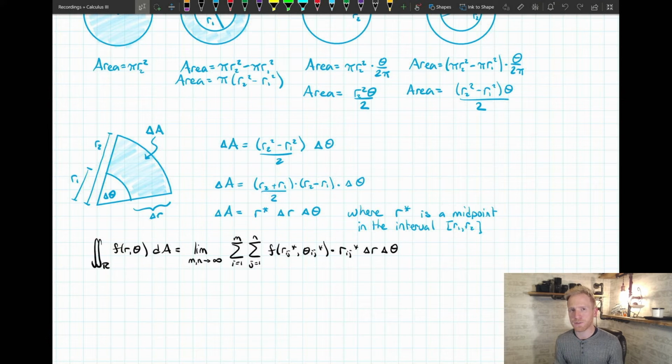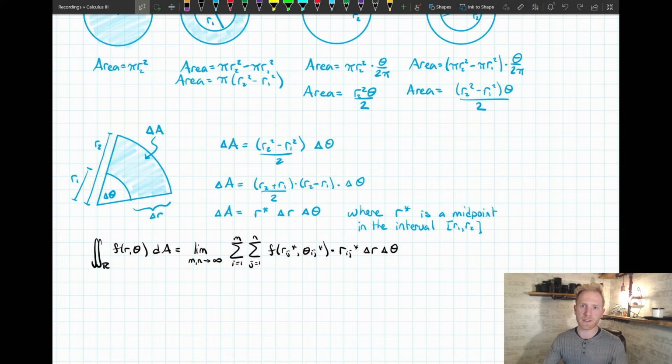Now, it's because of this extra factor of rij star that when we convert from a double integral into an iterated integral in polar coordinates, we always end up with a little extra factor of r before we have our dr d theta or d theta dr, just like we have the potential of dy dx or dx dy. But the key difference here is in polar coordinates, because of the geometry of a polar rectangle, we have this extra factor of r.